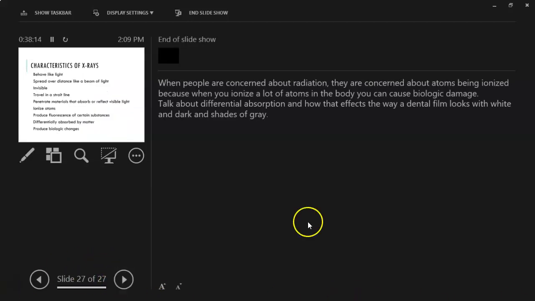Last slide: the characteristics of X-rays. These are things you have to know. You might get a question like, all of these are characteristics of X-rays except which of the following. So you want to know that X-rays behave like light. They spread out over a distance and diffuse like light. When you have a flashlight, the beam is strongest at the opening, and then the light diffuses. X-rays do the same thing.